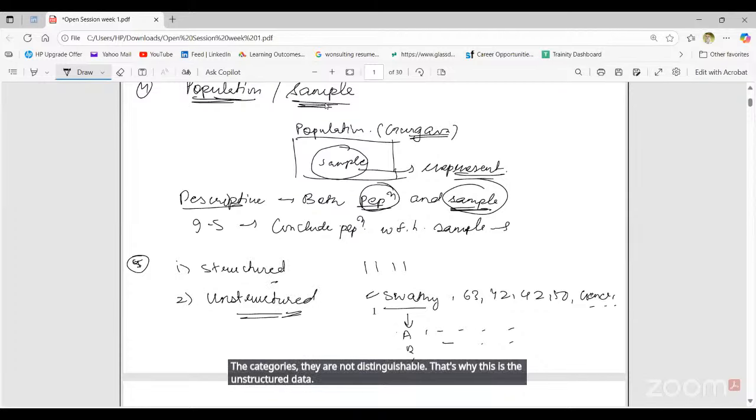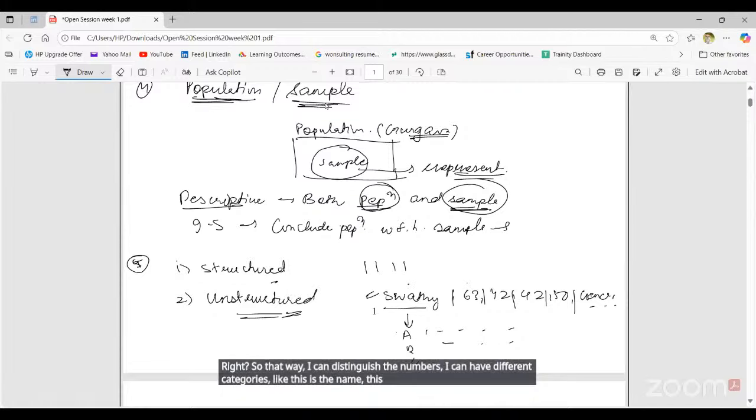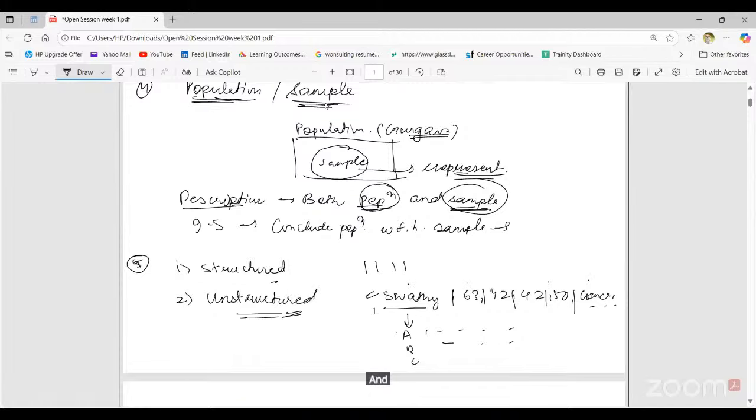And structured data is if I write these things in a tabular form, right? That way I can distinguish the numbers. I can have different categories, like this is the name, these are the scores, and this is the category. So that's data in a more structured, organized way. That's the difference between structured data and unstructured data.